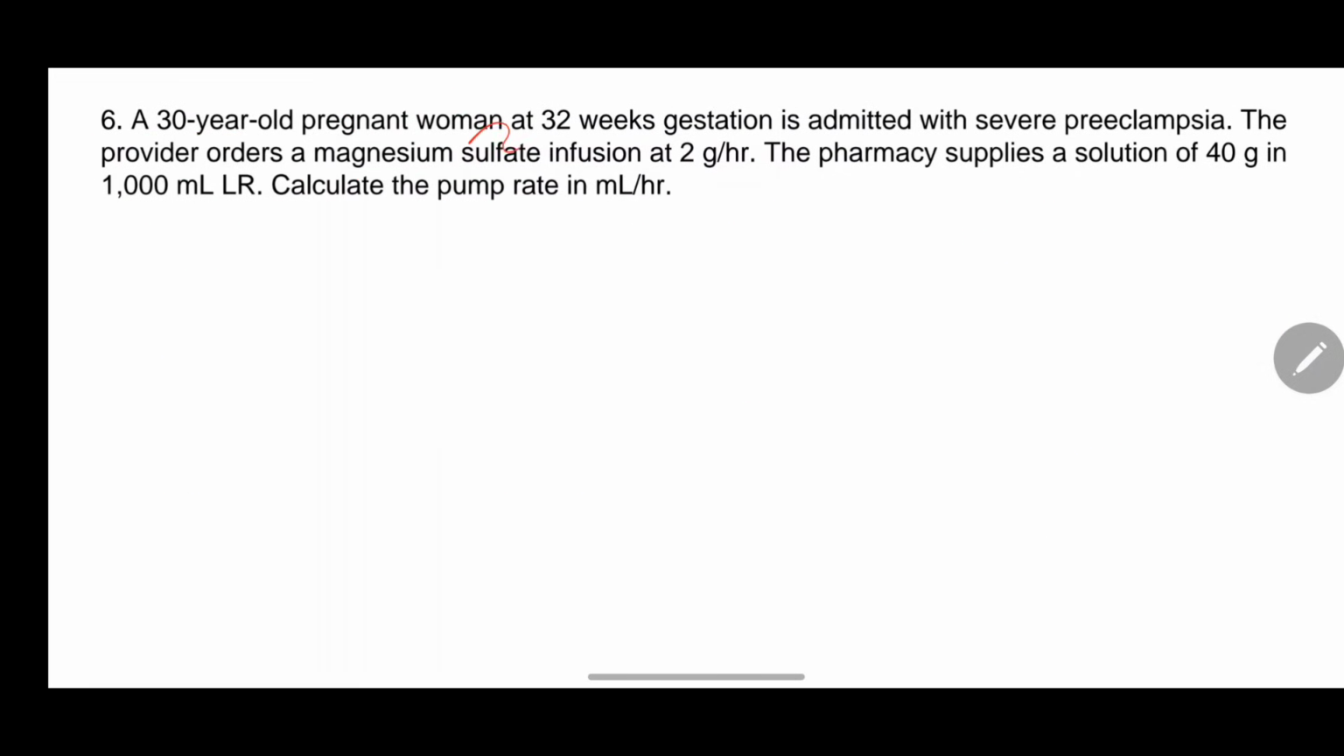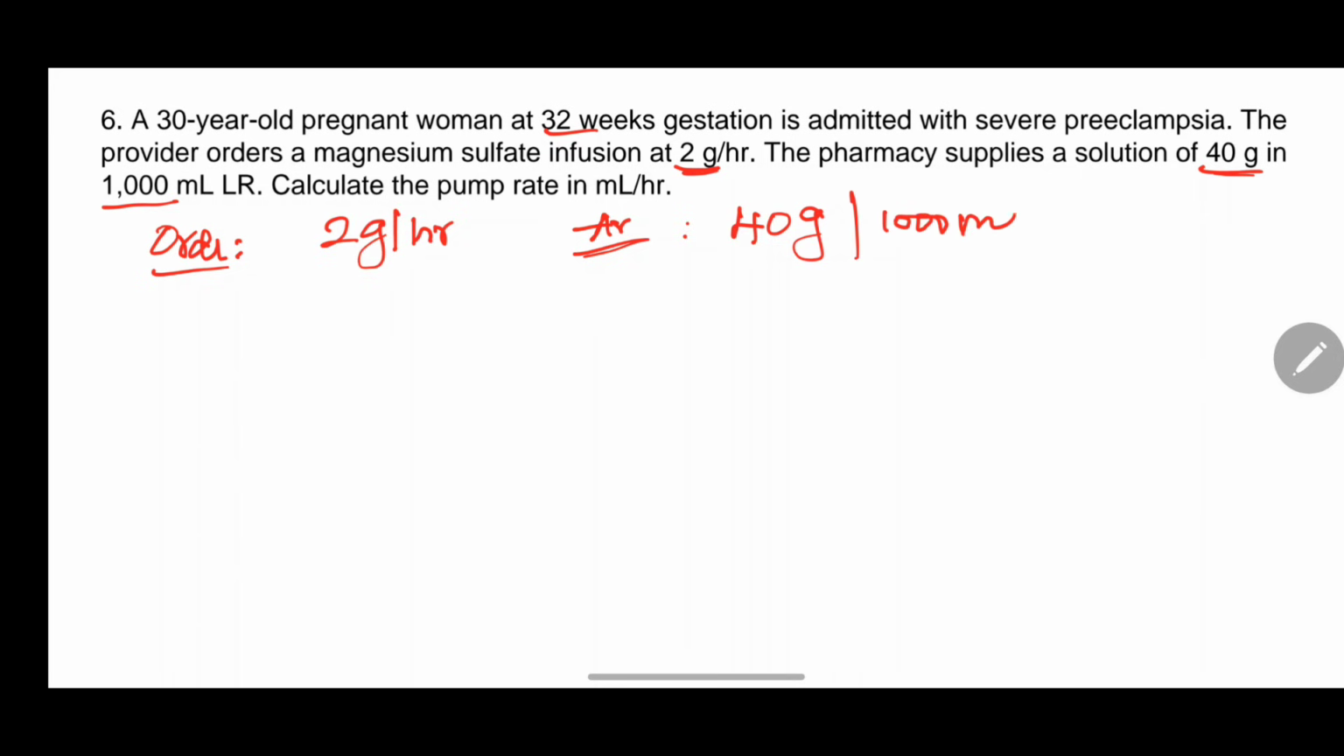Next, a 30-year-old pregnant woman at 32 weeks gestation is admitted with severe preeclampsia. The provider orders magnesium sulfate infusion at 2 gram per hour. The order is 2 gram per hour. Pharmacy supplies a solution of 40 gram in 1000 ml. Availability is 40 gram in 1000 ml. Calculate the pump rate in ml per hour. Okay, so order is per hour, and we have to calculate this also per hour only.